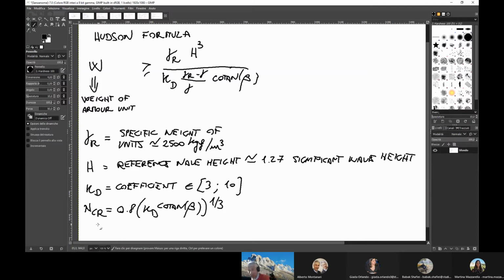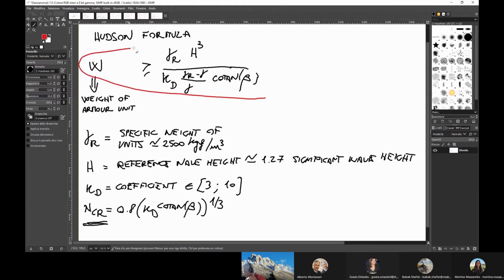NCR strictly depends on the shape of the armor unit, and KD also depends on the slope beta. NCR is a typical parameter of the armor units, and once you know it, if the producer can give you KD for specific beta values or the NCR value, then from NCR you can compute KD. So at this stage the Hudson formula is completely defined.